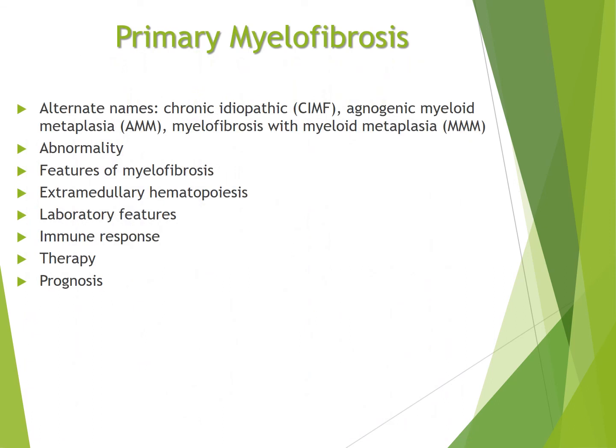Myelofibrosis, or an alternate name, chronic idiopathic myelofibrosis, or agnogenic myelofibrosis, or fibrosis with myeloid metaplasia. This is a clonal MPN in which there is an enlarged spleen and an ineffective hematopoiesis associated with areas of bone marrow hypercellularity, fibrosis, and an increase in megakaryocytes.